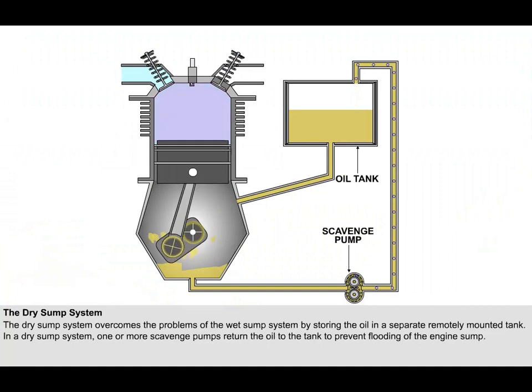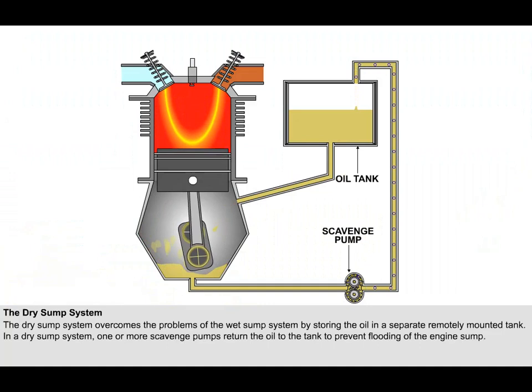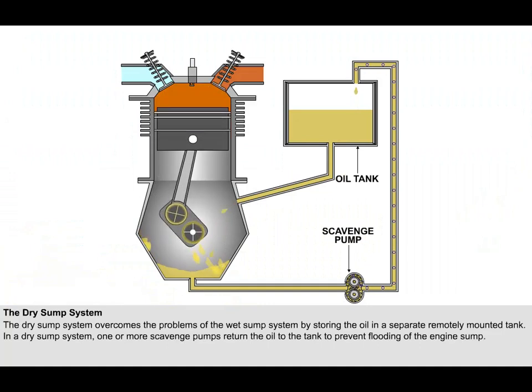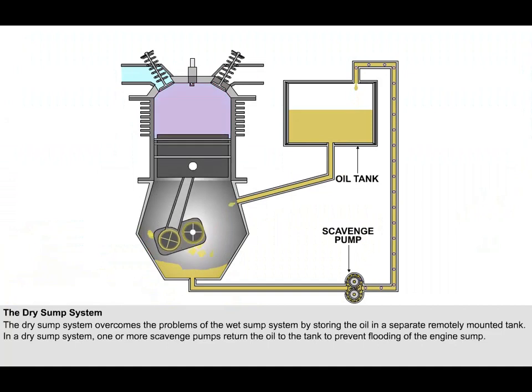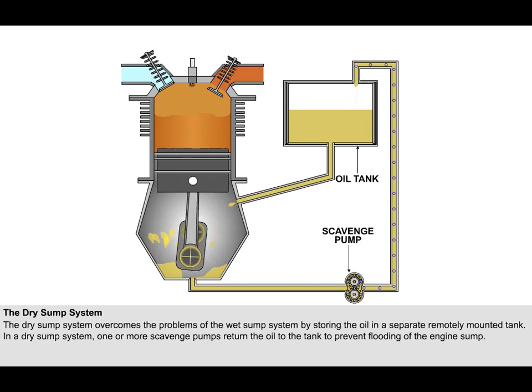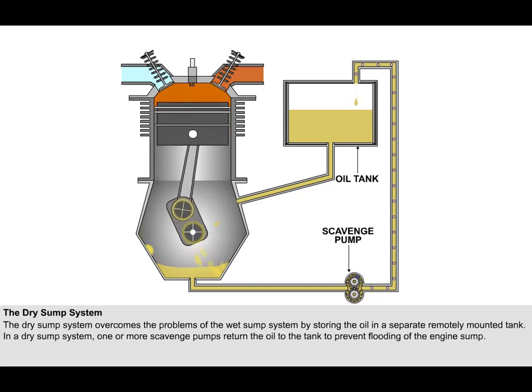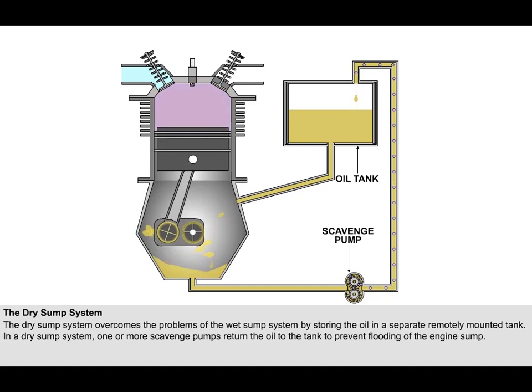The principle of oil supply is the same for both wet and dry sump systems. Both use the combination method of pressure and splash lubrication, after which the oil is returned to the engine sump by gravity. In a dry sump system, however, one or more scavenge pumps return the oil from the sump to the tank to prevent flooding of the engine sump.